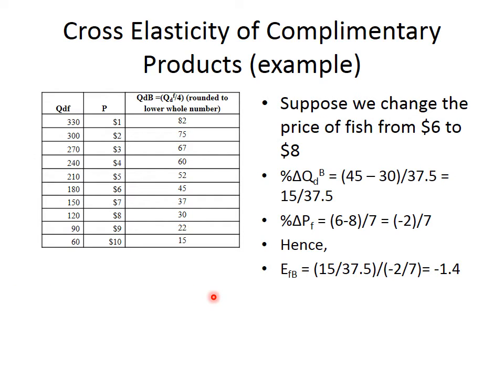We'll now work through an example of this cross elasticity, and we'll use a complementary product here. What we've just said is that one out of every four of our fish sandwich customers likes to have a beer while they eat their fish. So for every fourth fish sandwich we sell, we're going to sell a beer. That's how we're going to derive this demand schedule for beer: quantity demanded for the fish divided by 4, and we'll round down to the lower whole number.